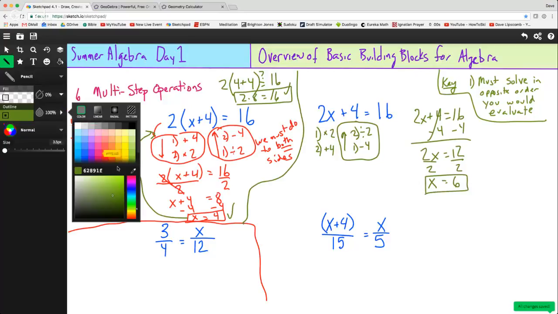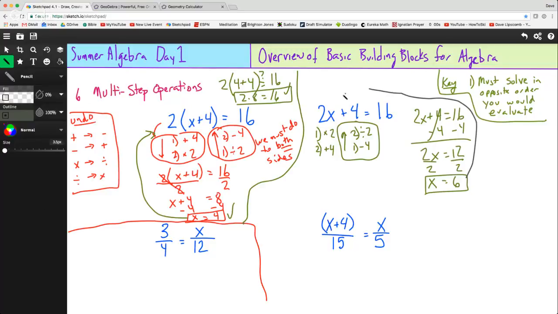Now let's check our answer. Take our 6 and plug it back in for x. And rewrite the equation. 2 times 6 plus 4, does that equal 16? 2 times 6 is 12, plus 4 equals 16. So that's true. So our answer works.